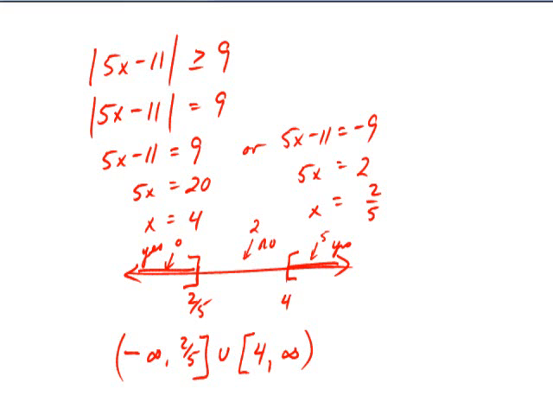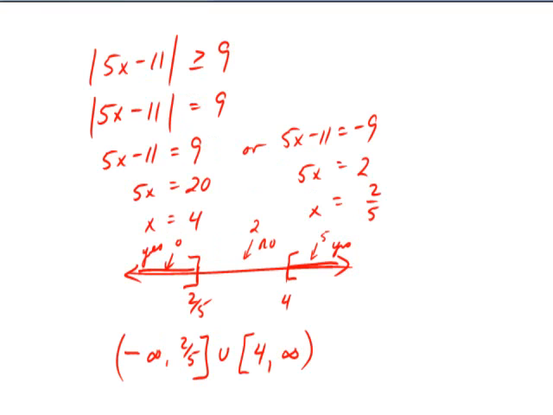If I try my critical values of 2/5 and 4 back in the original inequality, let's say I try 4 back in here, I get 20 minus 11, which is 9. Absolute value of 9 is equal to 9. That is true in this case, so yes, 4 is a part of the solution. If I try 2/5, I have 2 minus 11 is negative 9. Absolute value of negative 9 is 9. That is equal to 9. So yes, 2/5 is part of the solution. Also, because the inequality showed that it was equal to 9 when I plugged those values in, it showed that they are critical values.